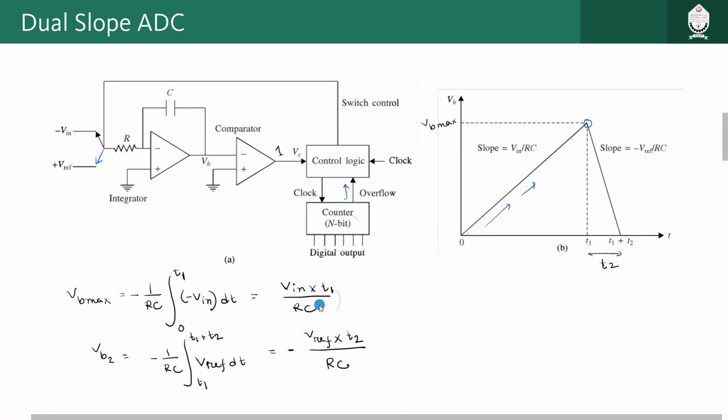So we can say that V in multiplied with T1 divided by RC equals to, we can just think about the magnitude, not the polarity. So we can omit this negative sign because both of them are equal to VB max, but the magnitude is opposite. So I mean the polarity is opposite, so we don't have to worry about that. Maybe we can just think about the magnitude. So if that is the case, we can write this, and we can also omit RC from both of the cases, right?